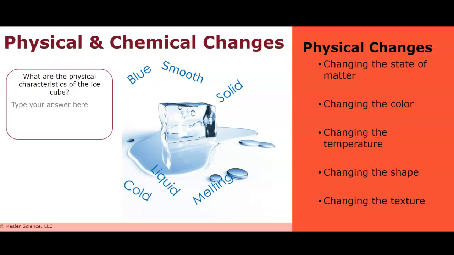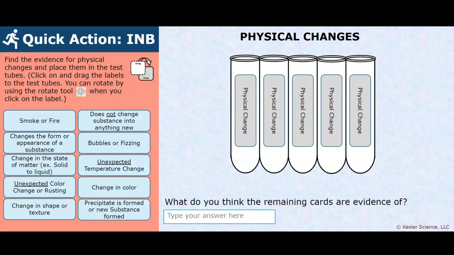Changing the shape of it. For instance, if you fold a piece of paper into a football. Or changing the texture of something. Let's say you had a piece of cloth and you rubbed it a lot and it became much fuzzier. That would still be a physical change because that cloth is still that cloth.